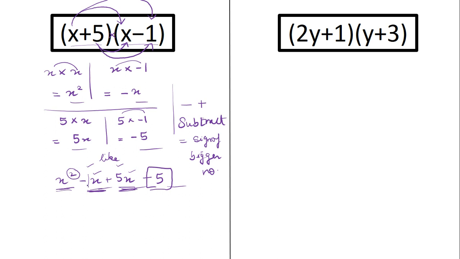Which means that if I have a 1 and a 5, I gotta be subtracting them. So if I do 5 minus 1, 5 minus 1 is 4. Now, do I take a positive 4 or a negative 4?